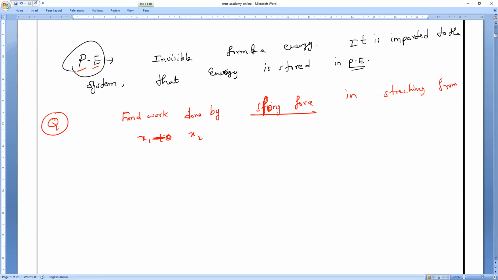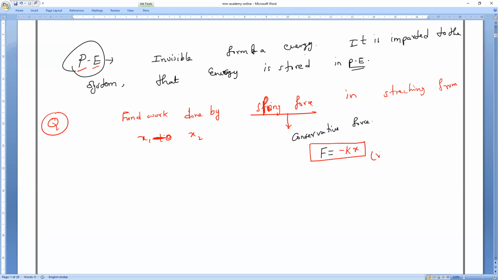They are saying spring force. Is spring force conservative or non-conservative? That is the first target. It is a conservative force. Can you tell me the spring force formula? I already derived it: F is equal to minus kx. Please learn it if you don't know.